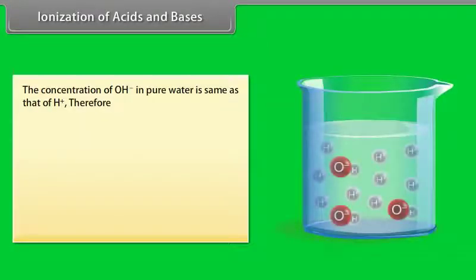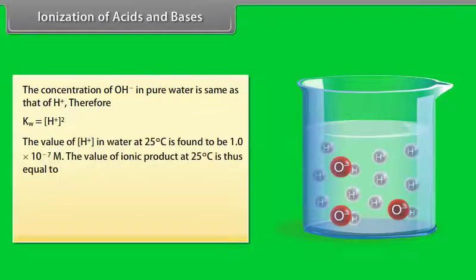The concentration of OH- in pure water is same as that of H+. Therefore, Kw is equal to [H+] square. The value of [H+] in water at 25 degrees Celsius is found to be 1.0 into 10 raised to the power minus 7 M. The value of ionic product at 25 degrees Celsius is thus equal to 10 raised to the power minus 14 M square.